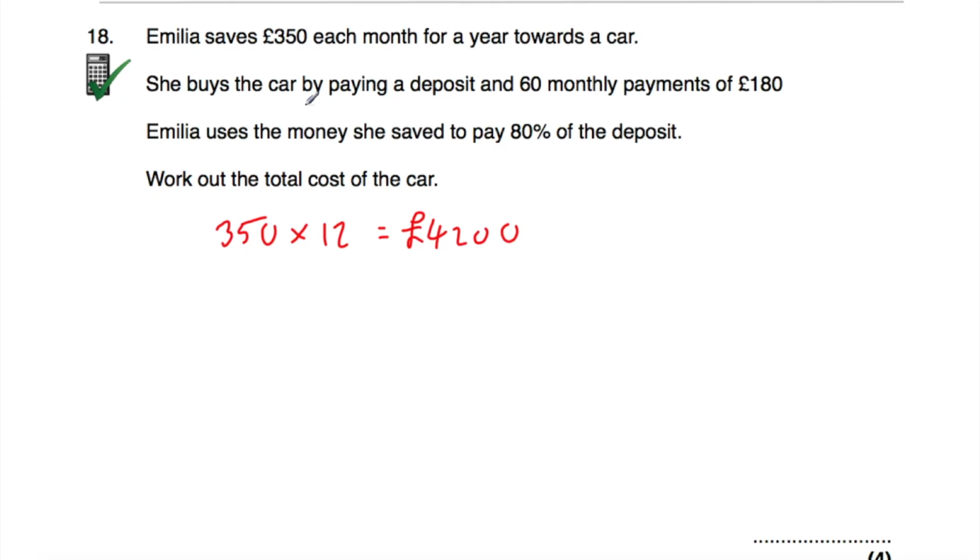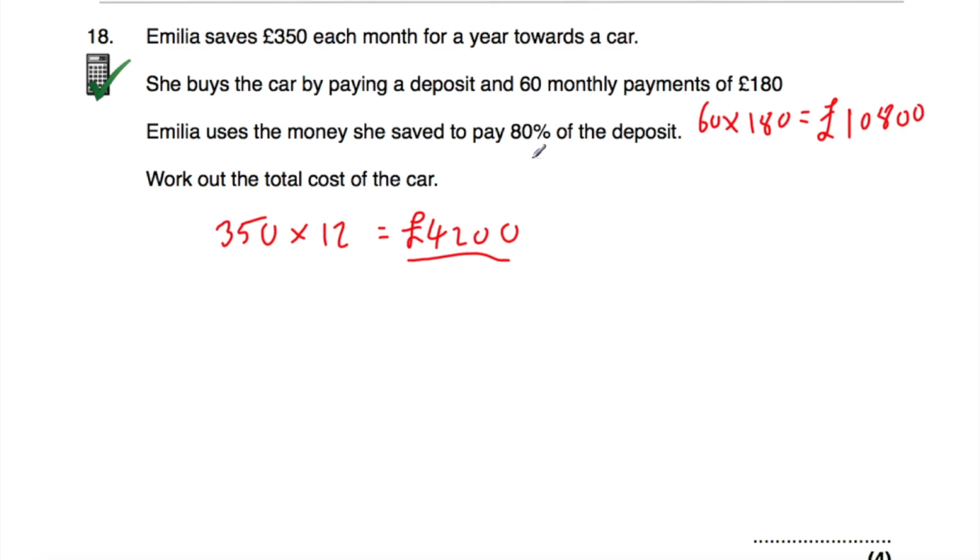And then she buys the car, paying a deposit and then 60 monthly payments. Let's work out what these monthly payments add up to be. So 60 multiplied by 180 is equal to £10,800. And then we're told that she uses the money she saved. So this is the money she saved to pay 80% of the deposit. So this is 80% of the deposit.